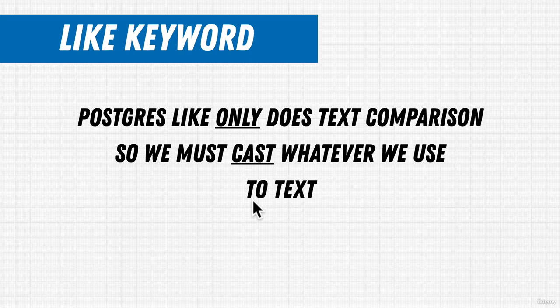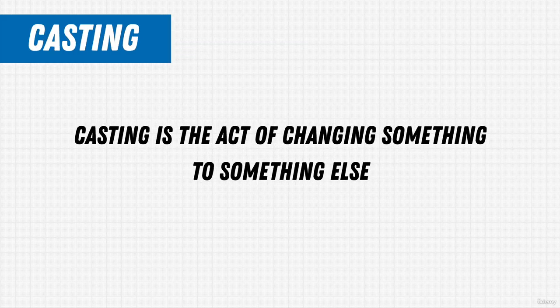Now, you may be thinking, how do I cast? We haven't seen that. Well, casting is the act of changing something to something else. So changing a number to a string, changing a string to a date. And when we cast, we're basically saying, well, for us to use the like keyword, we're going to have to cast. So how do we do this?